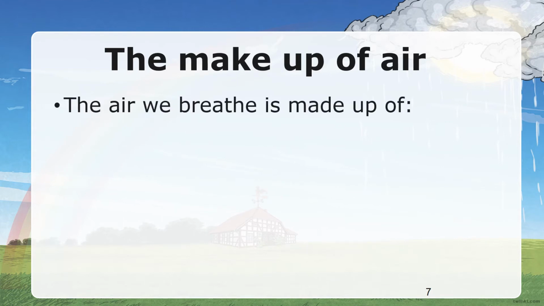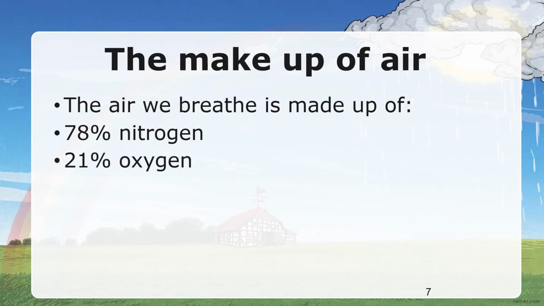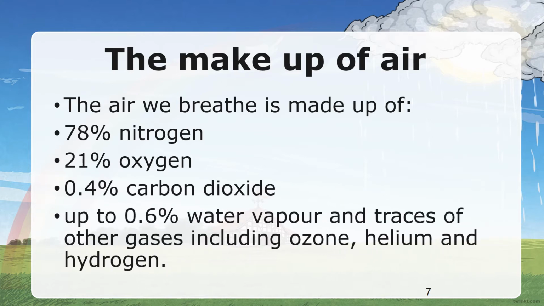How is the air made up? The air we breathe is made up of 78% nitrogen, 21% oxygen, 0.4% carbon dioxide, and 0.6% water vapor. And traces of other gases include the ozone, helium, and hydrogen.